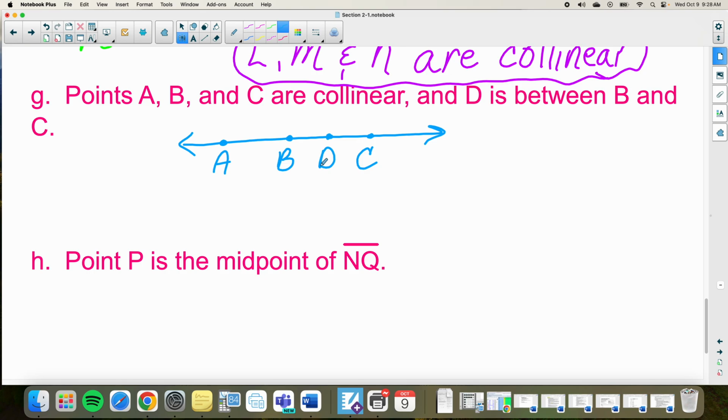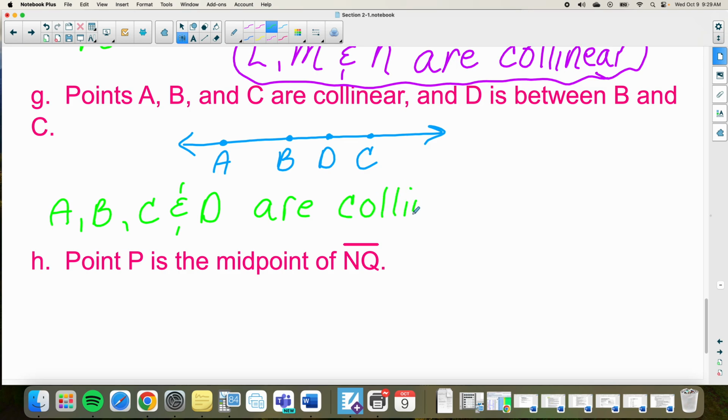Okay? So now we have to say something else about that. And what do you think we could say about all 4 points now? They are collinear or on the same line. Okay? So let's write that up. A, B, C, and D are, you could say, on the same line or collinear.